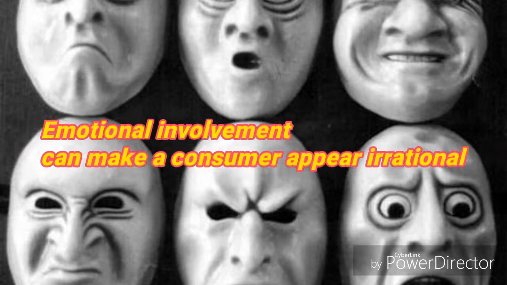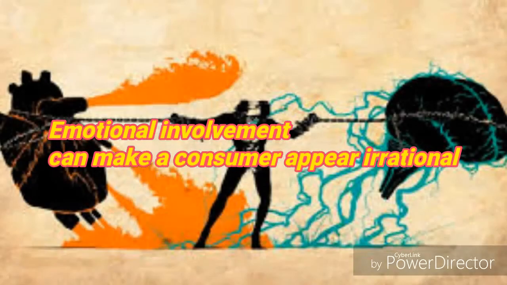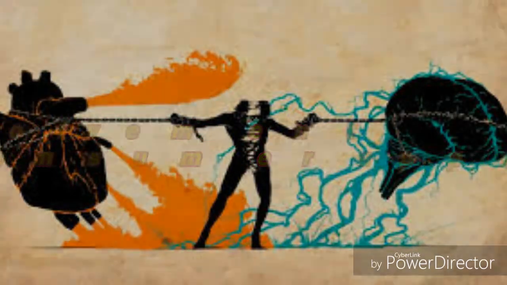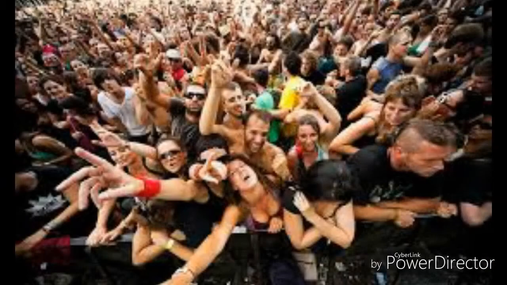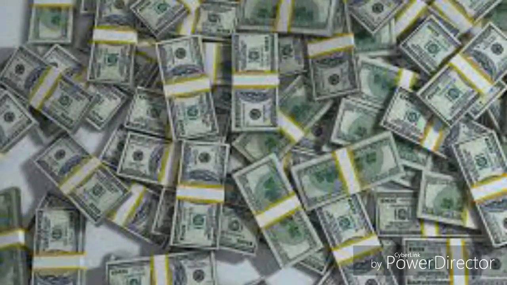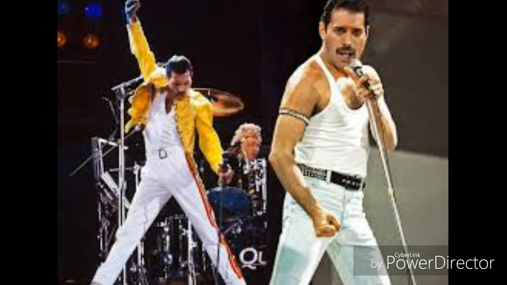Emotional involvement can make a consumer appear irrational. For example, consider the amount of money and time a fan will spend following his or her idol. Some spend hundreds of thousands only to represent themselves as a fan of the specific idol. This consumer, therefore, is deeply and emotionally involved with the idol and in many ways becomes one with the idol.